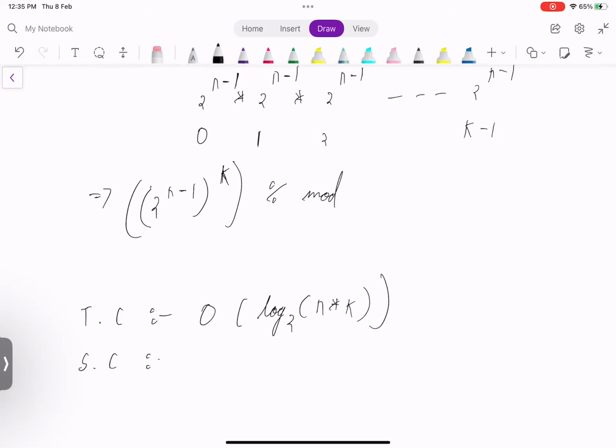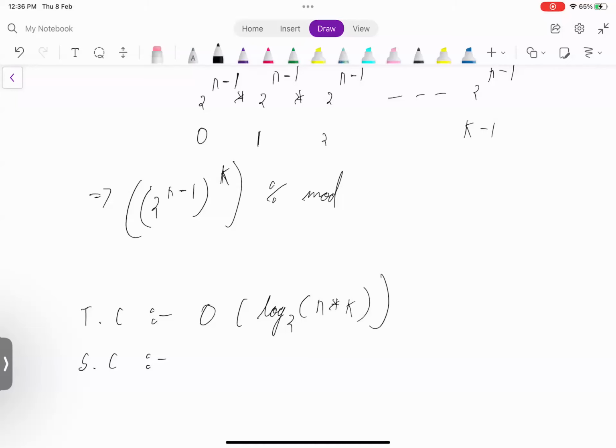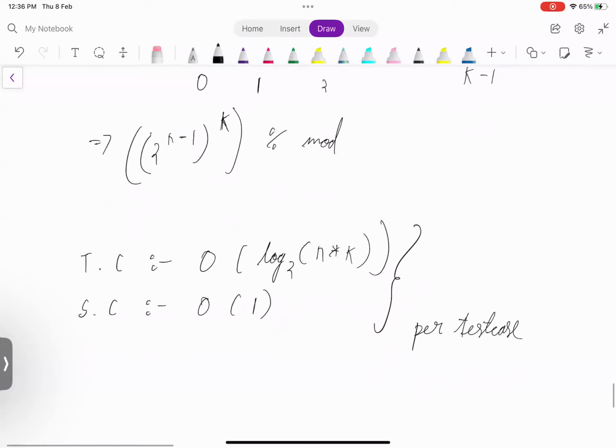And space complexity is big O of 1 space. Right? So this is per test case. So the time complexity is big O of log base 2 of n into k, and space is big O of 1 per test case. And this time complexity is sufficient to pass in the given time limit, and space is also sufficient to fit in the given memory. So this way we can solve the problem.